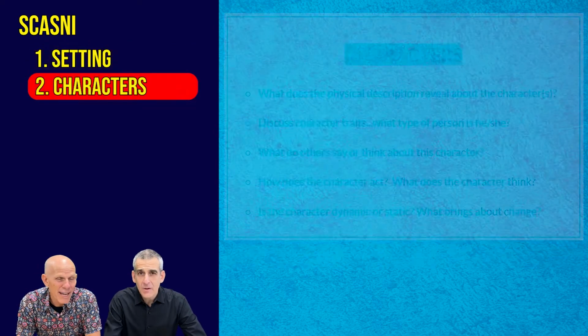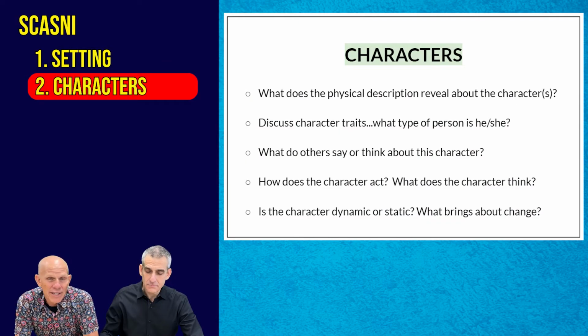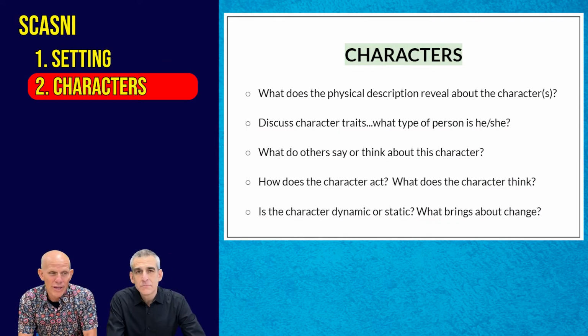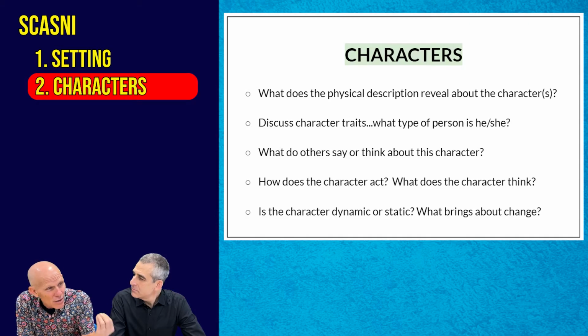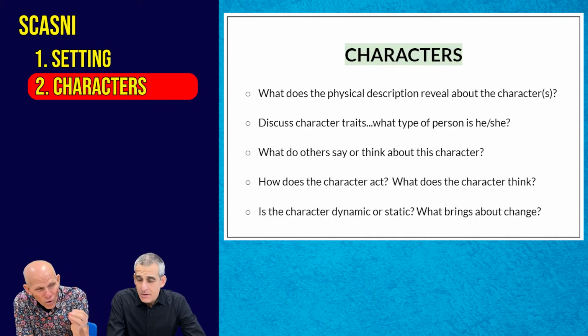We also think about characters. That's the C in SCASNI. The characters in a literary work obviously are the people that come to life. They have actions, and we want to think about how are they described? How do they speak? What are their inner thoughts? How are they developed over the course of a novel or in a particular passage?